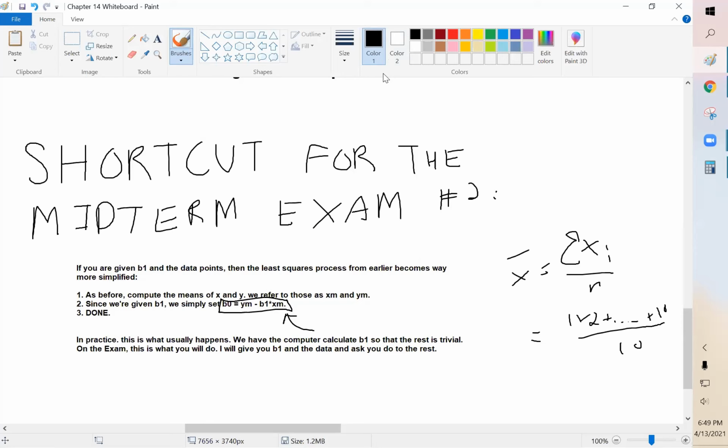It'll show you the scatter plot, because technically all those dots, it's a scatter plot, but you've probably seen that before. You'll be given the scatter plot. I'll give you the data points, and I will ask you, compute the two means. After you do that, I'll give you the B1. You will compute the B0. You'll state the regression equation.